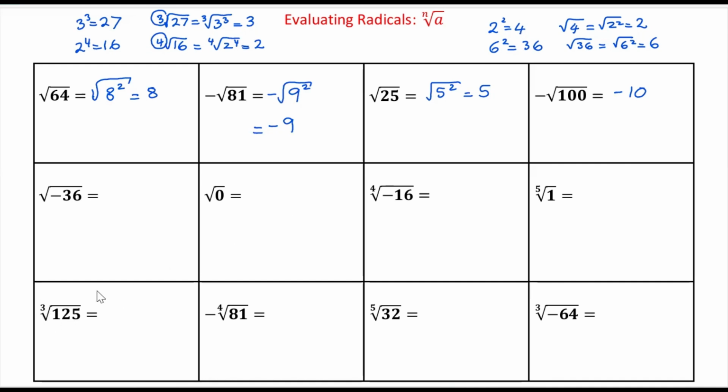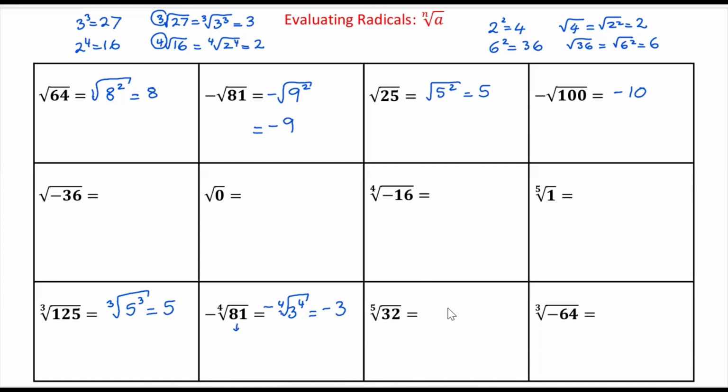How about the cube root of 125? Because 125 is 5 cubed, the cube root of 125 equals 5. We just undo the cubing with the cube root. Negative fourth root of 81. 81 is 3 to the fourth, and the fourth root of 3 to the fourth equals 3. And once we find it, we multiply by negative 1, so the answer will be negative 3.